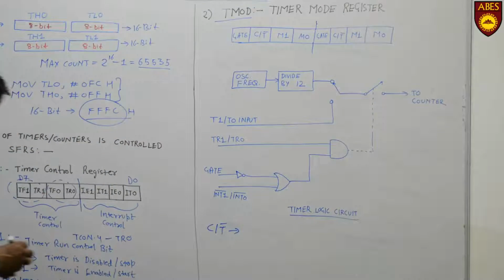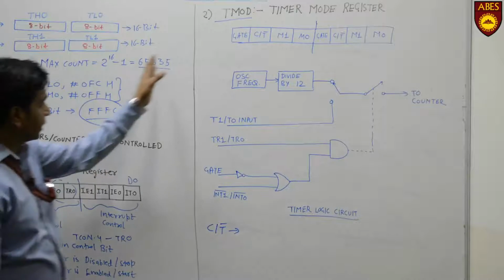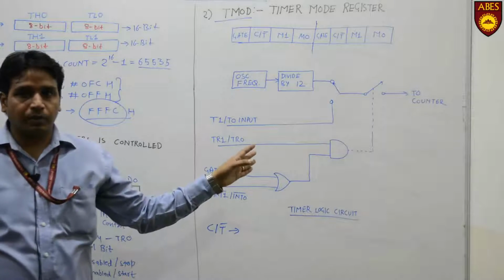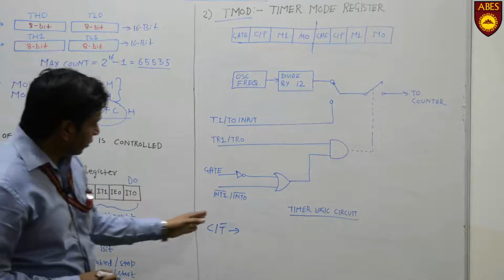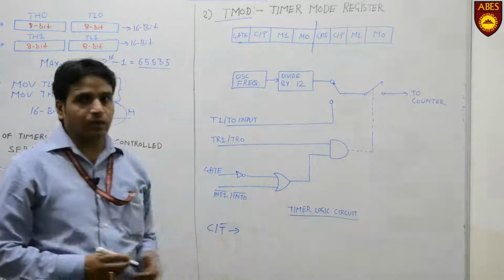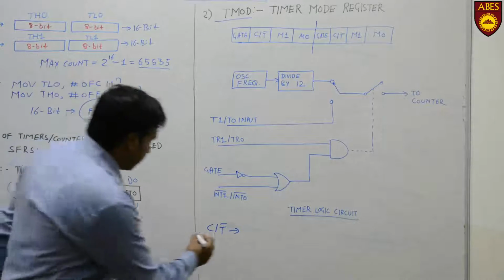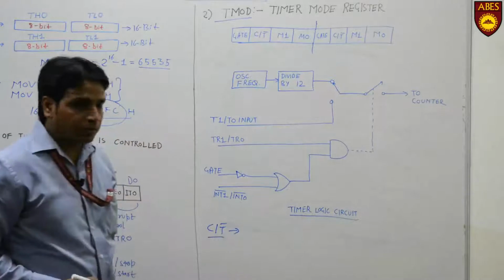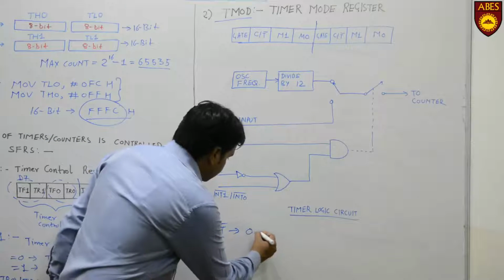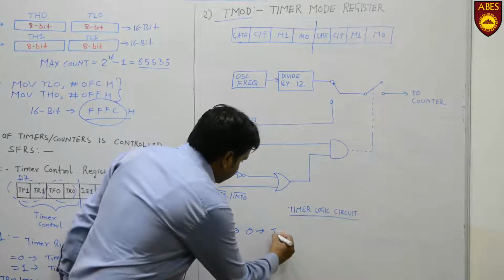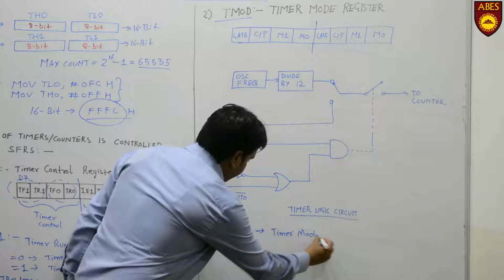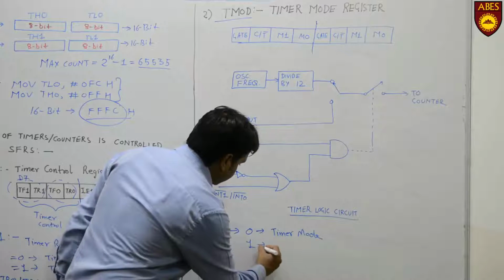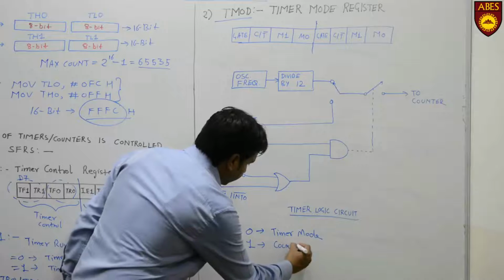As we initially discussed, the same circuitry can be used for a timing operation and the same circuitry can be used for the counting operation. Whether it is used as a timer or a counter is decided with the help of this particular bit. If we make this value equal to 0, then it is operating in the timer mode, and if we make this bit equal to 1, it is operating in the counting mode.